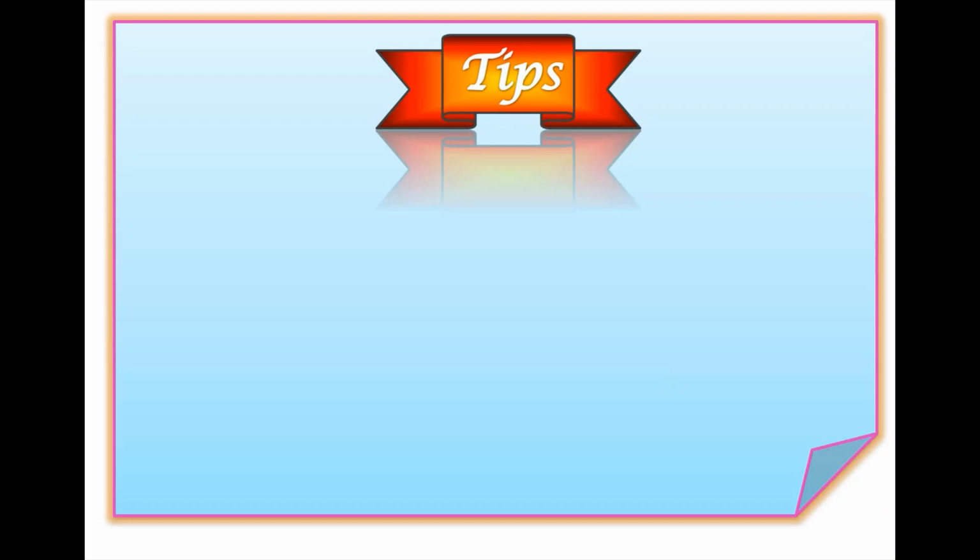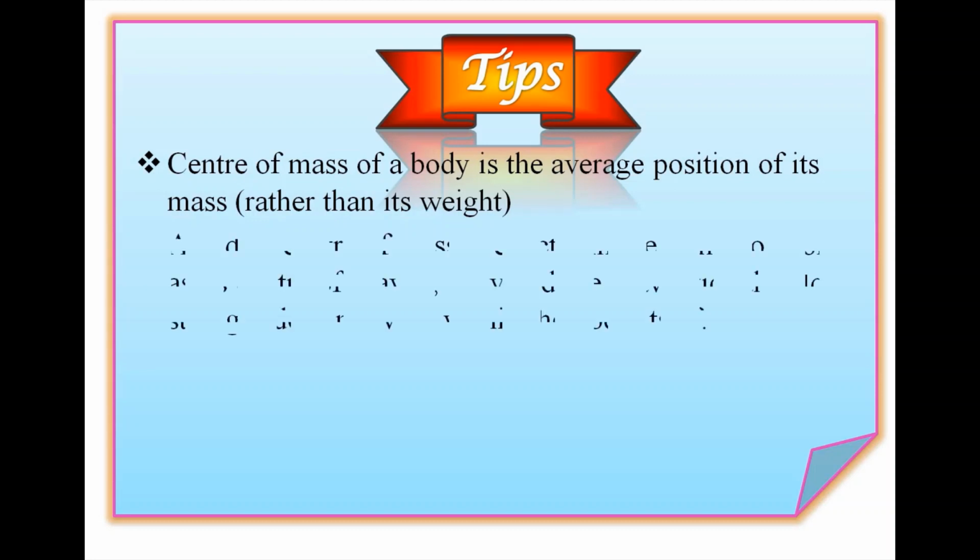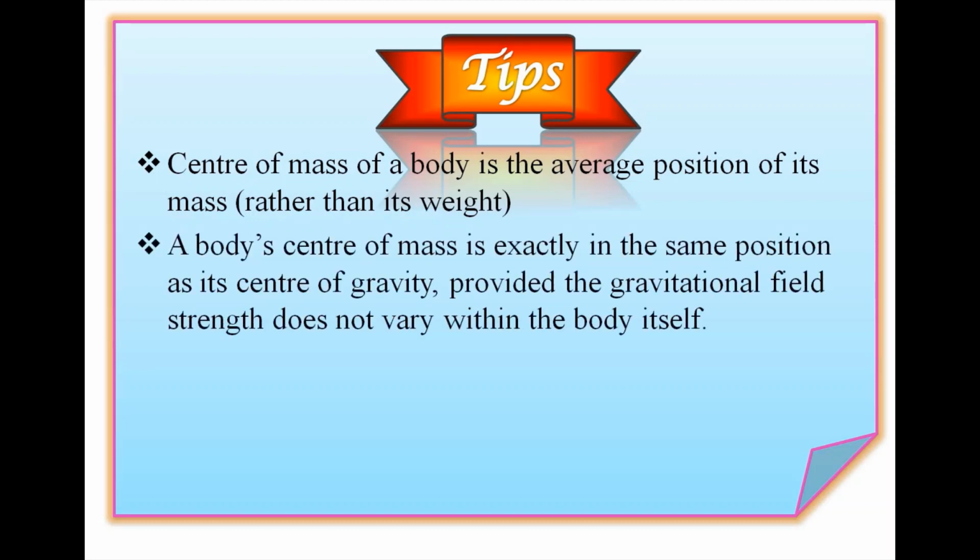The first important tip or important point is the center of mass of a body is the average position of its mass, that means rather than its weight. Let's see the next point. A body's center of mass is exactly in the same position as its center of gravity, provided the gravitational field strength does not vary within the body itself.